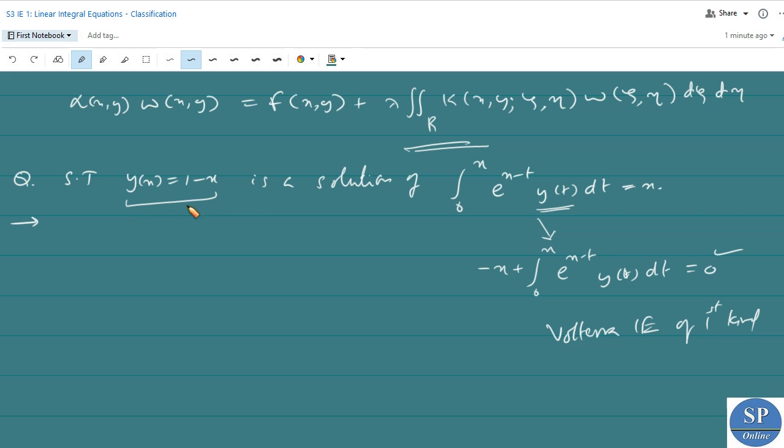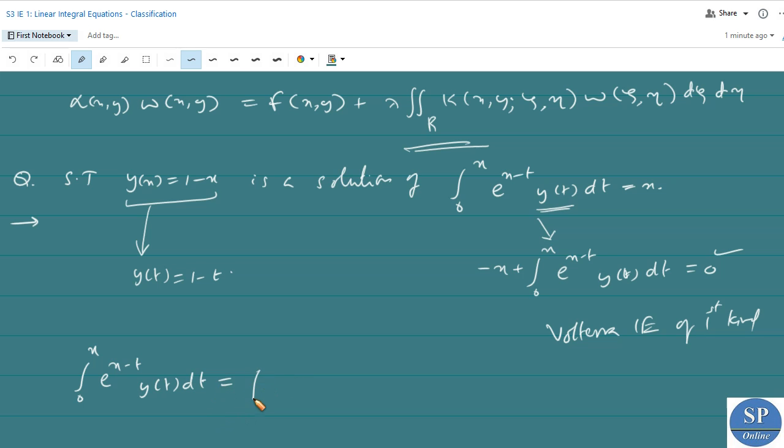Now the question is to show that we just have to prove that when we replace this function y by 1 minus x, the equation should be satisfied. We are given that y of x equals 1 minus x, so we need to show that this is the solution. So y of t is equal to 1 minus t. Therefore our aim is to show that the integral from 0 to x of e power x minus t y of t dt is equal to x.